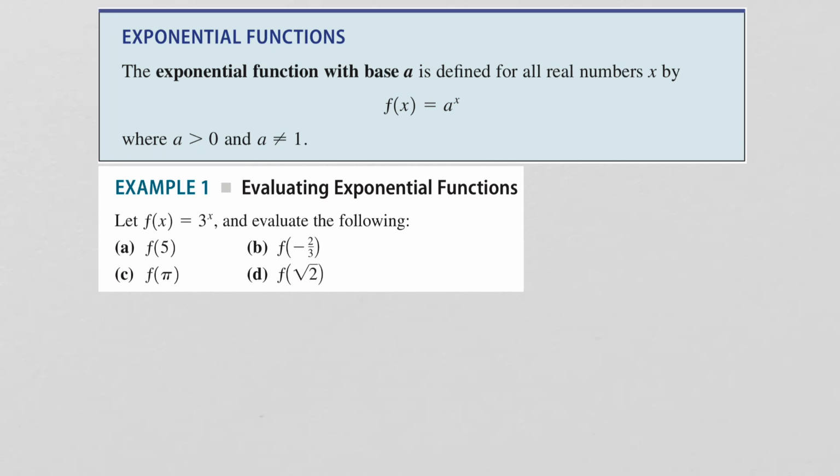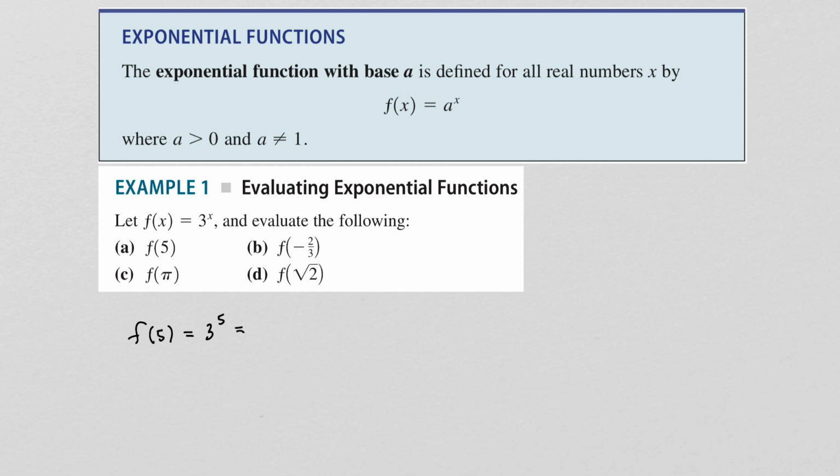So as a quick example, let's suppose we have the function f of x equals 3 to the power x. The base of this exponential function is 3, which is a positive number, and of course 3 is not equal to 1. So how would we do something like f of 5? Well, f of 5 is just going to be 3 to the 5th power.